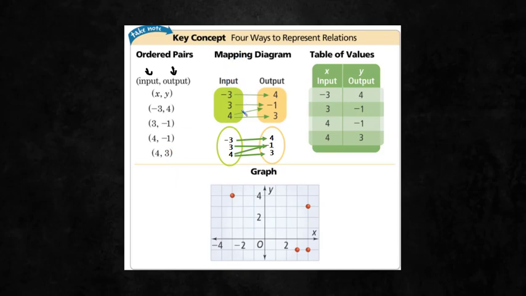The mapping is when you have the circles with the arrows that point, and this is your X and this is your Y. The table of values, you have your X's listed first and then your Y's are your outputs, and then the graphing method.